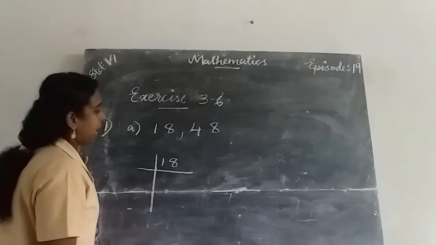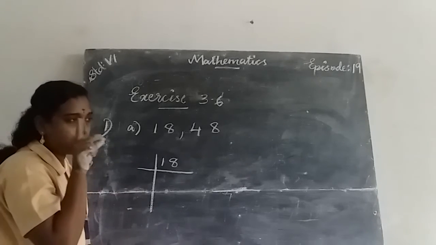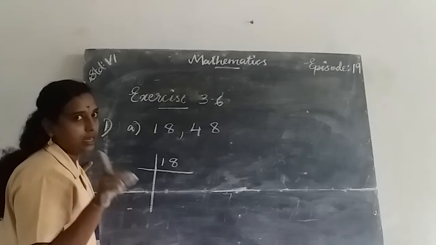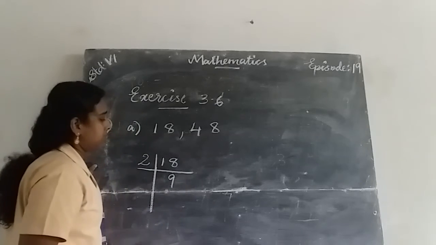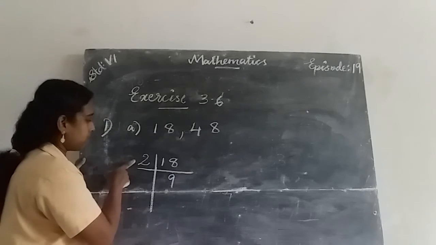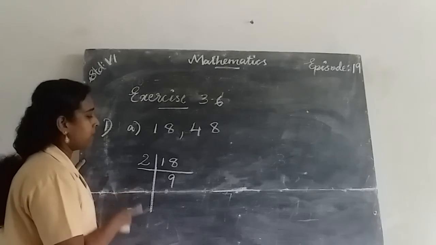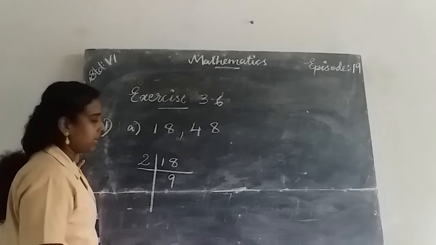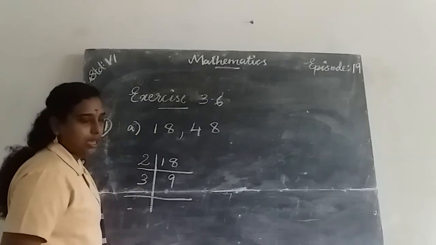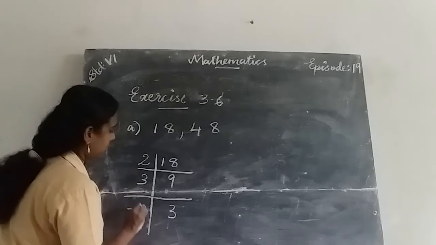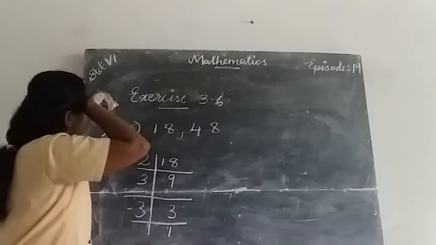So 18 is an even number. 2 is the least prime number, and 2 divides 18. So we take 2. 9 2s are 18. 9 is not divisible by 2, so we take the next least prime number which divides 9. 3 is the next prime number and 3 divides 9. So 3 3s are 9. Then 3 is also divisible by 3, and we get 1. The next number is 48.